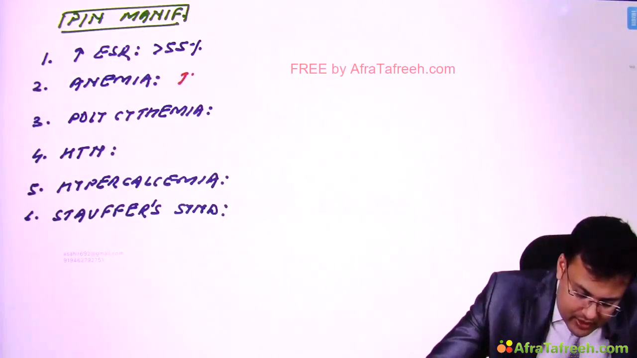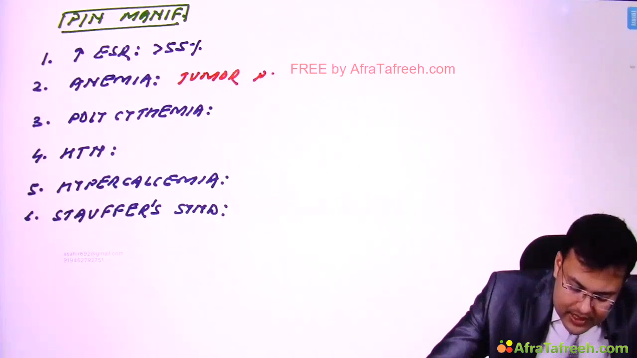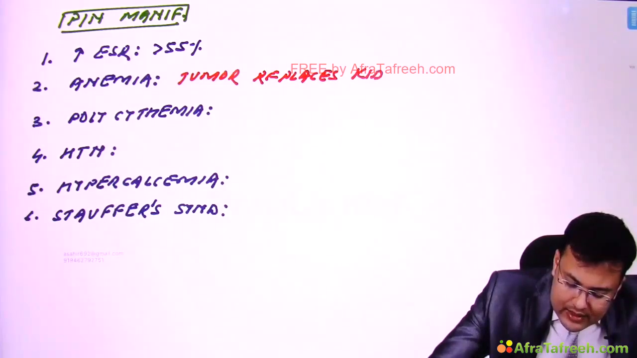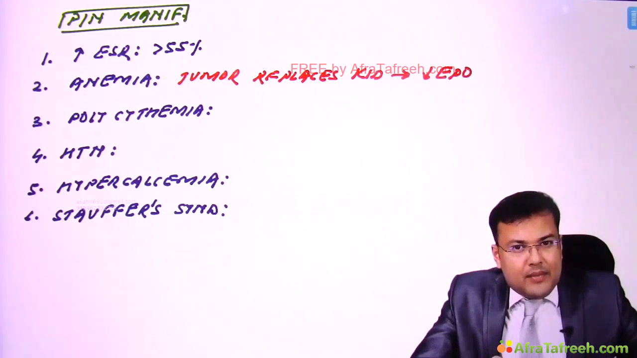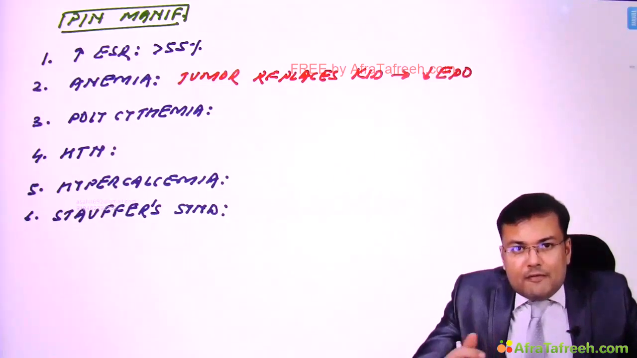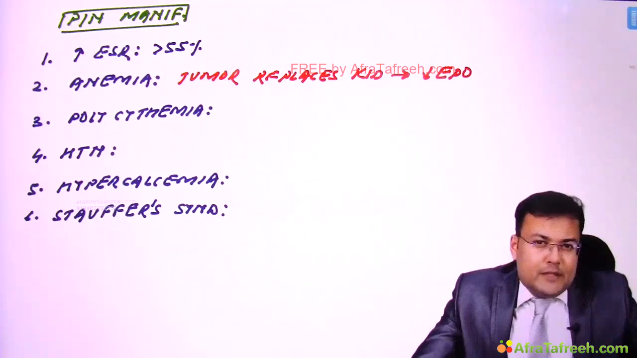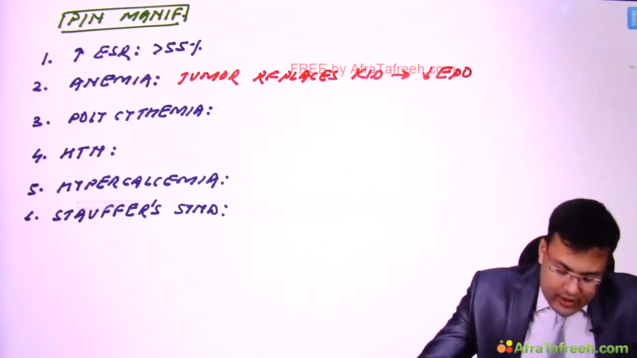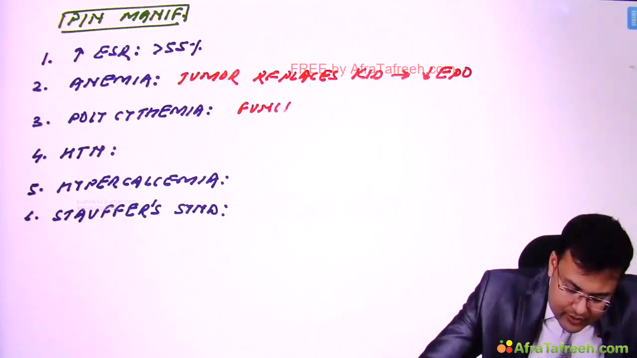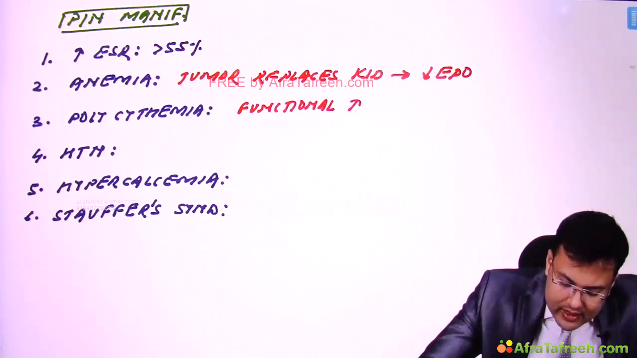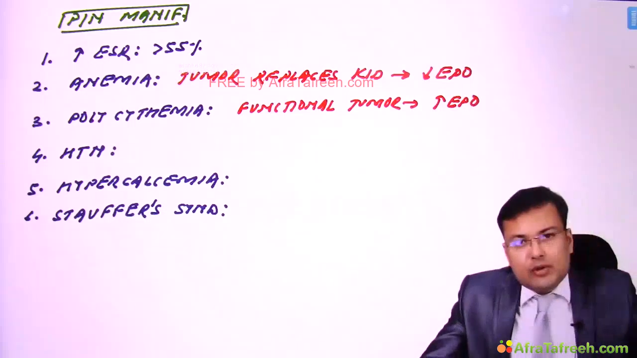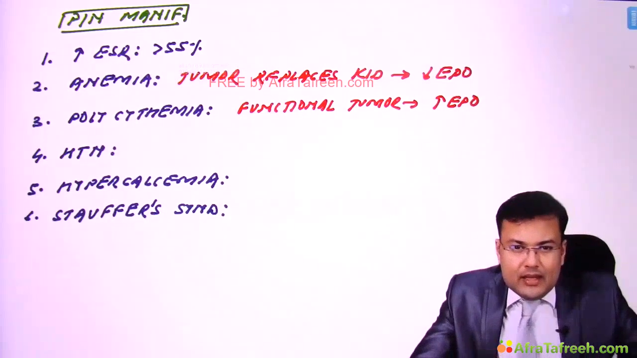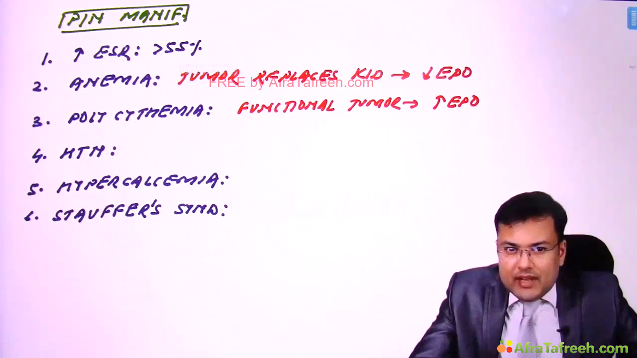So what happens? Here, tumor replaces kidney, and because of this, there is decreased production of erythropoietin, and because of that, there is anemia. Suppose the patient is having a functional tumor. If the tumor is functional and producing erythropoietin, there is increased erythropoietin, and because of this, there is polycythemia. One student asked me, sir, how is it possible that the same patient is having anemia and polycythemia?